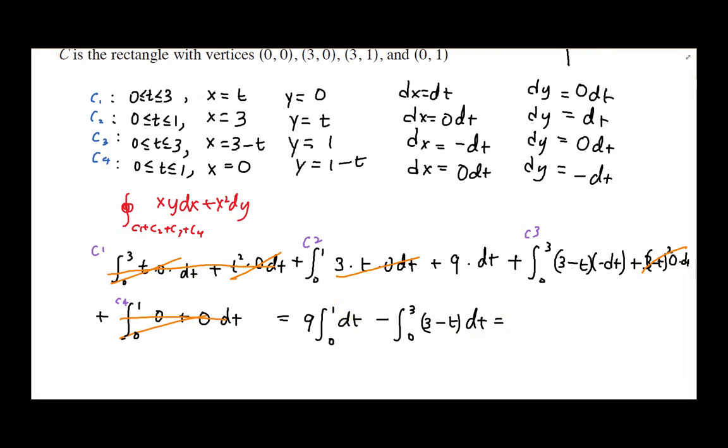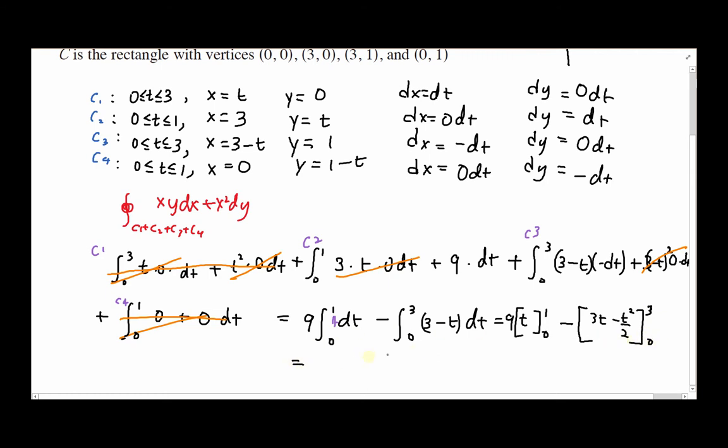Let's evaluate this. It's very simple. When you have nothing, there's an implied 1 here, 1 times dt. So it simply becomes t, and don't forget the 9 in front, and it's evaluated between 0 and 1. And then for this, we'll have 3t, and then t squared over 2. Make sure you evaluate it between 3 and 0.